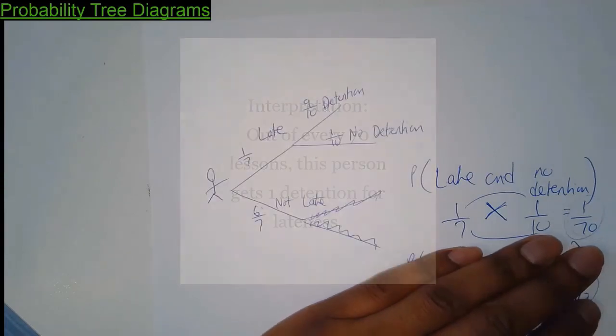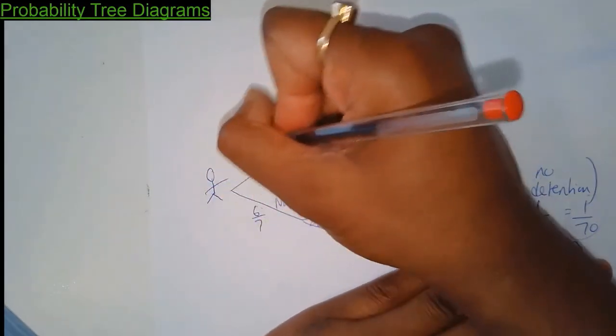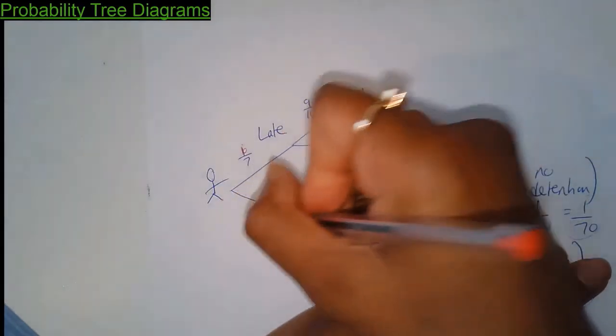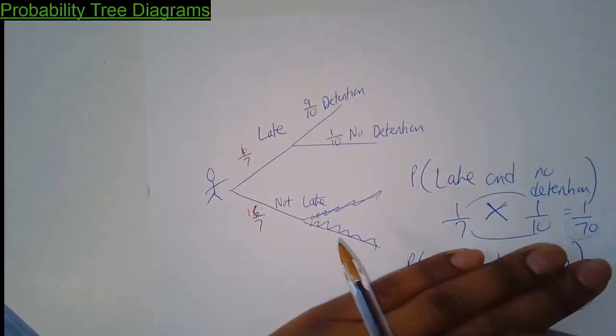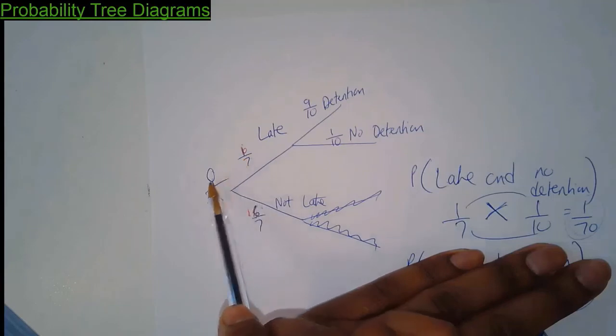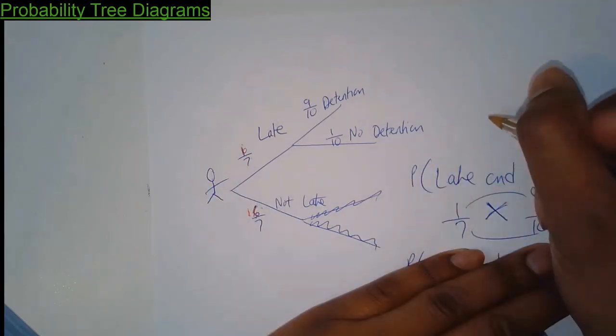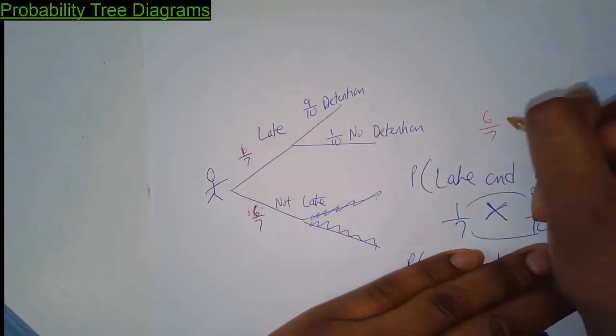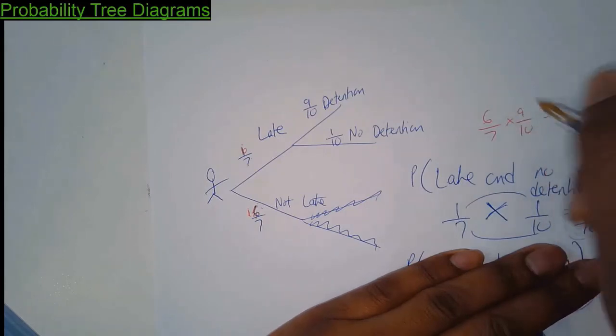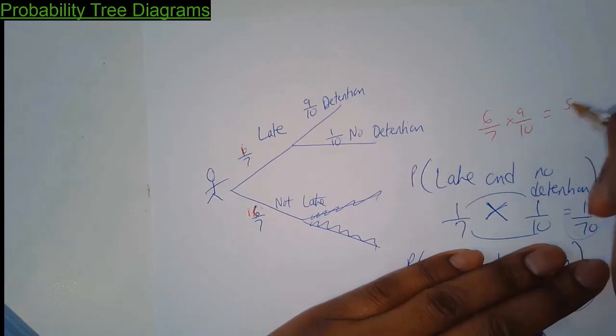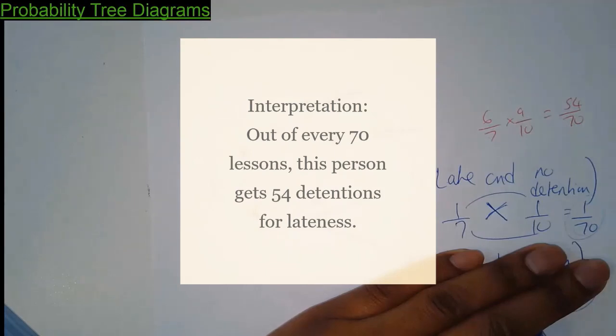But if this is a different kind of person, who normally comes late, 6 in 7 chance, that's going to change now. So the maths becomes different. Late, 6/7, and then getting the detention, 6 times 9, 54, over 70. Right, that particular kind of person, who's normally very late, normally comes late to class, normally always gets detention.